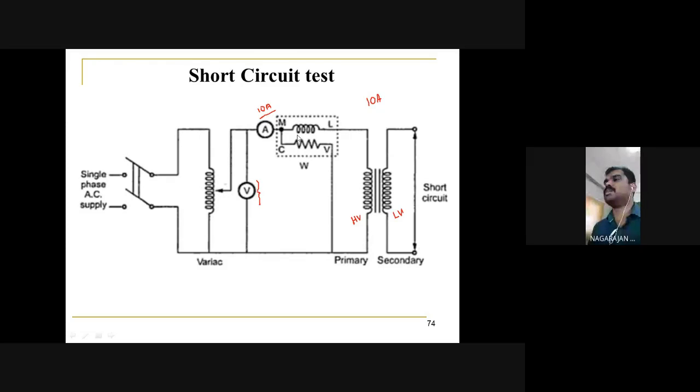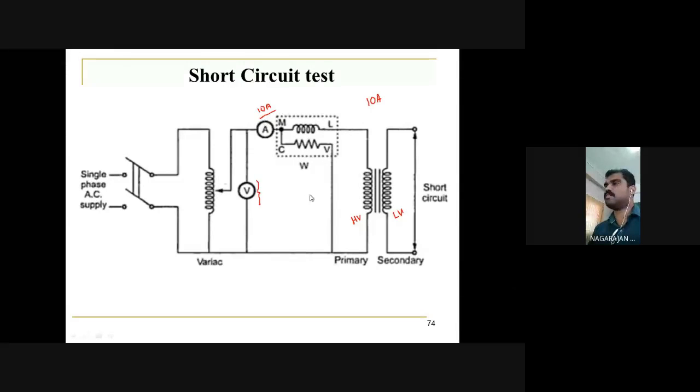Now the high voltage side is assumed to be the primary side of the transformer. Before performing this test, you need to find out all the rated values of the transformer. In this example, I have put 10 amperes as the rated value. So you have to adjust this auto transformer until you reach 10 amperes.